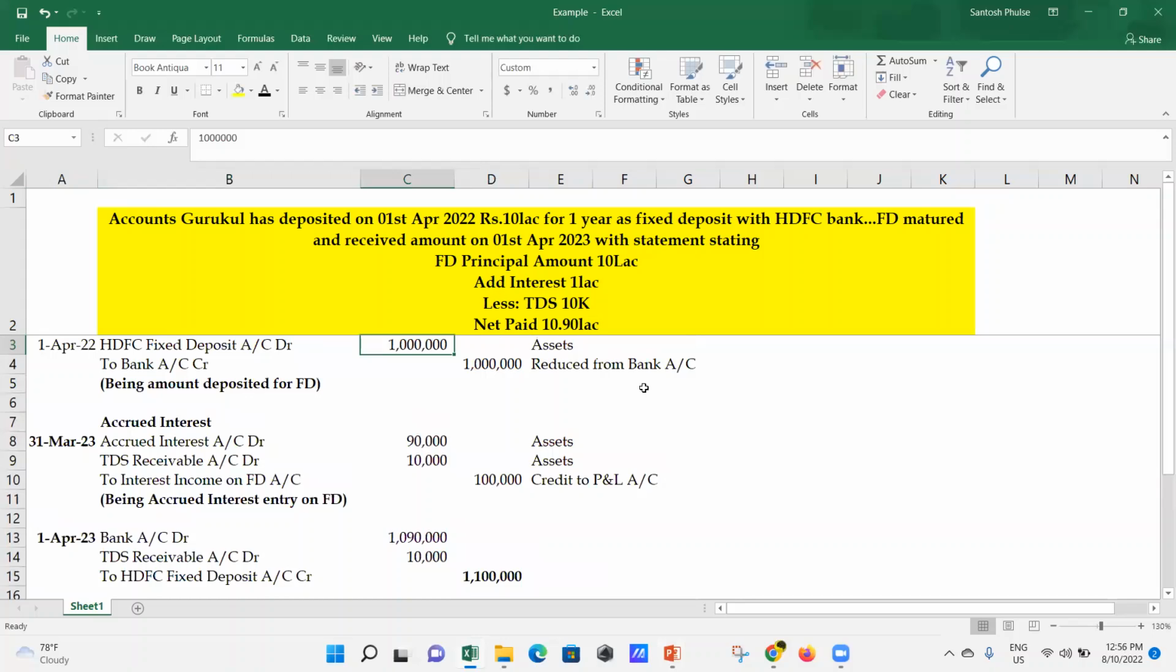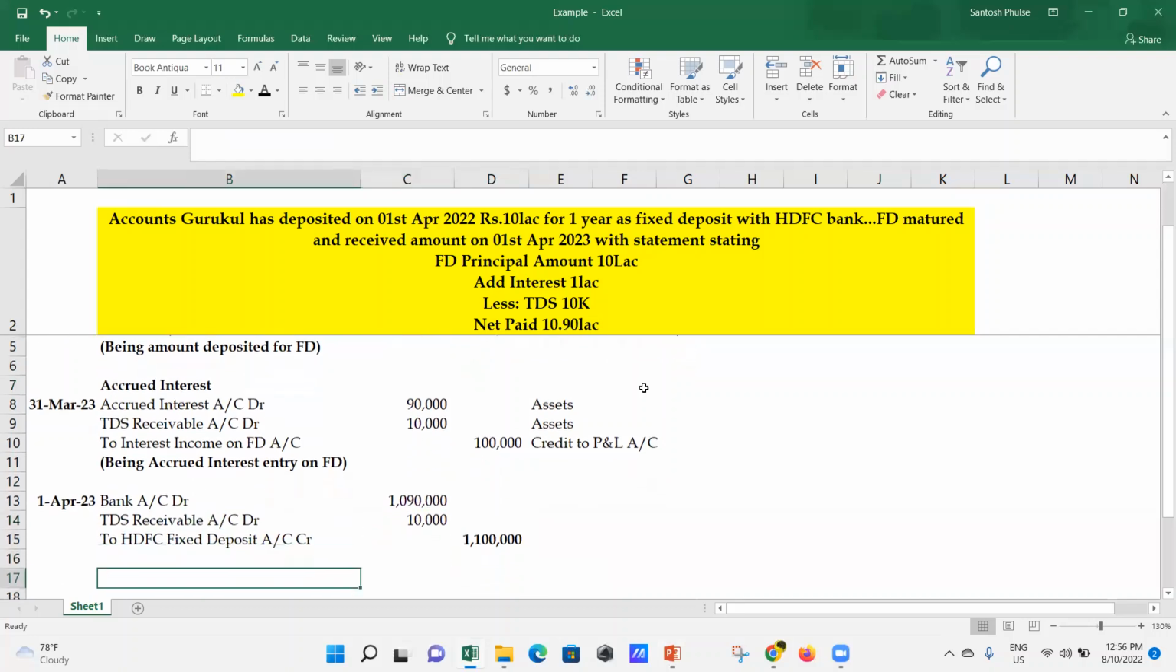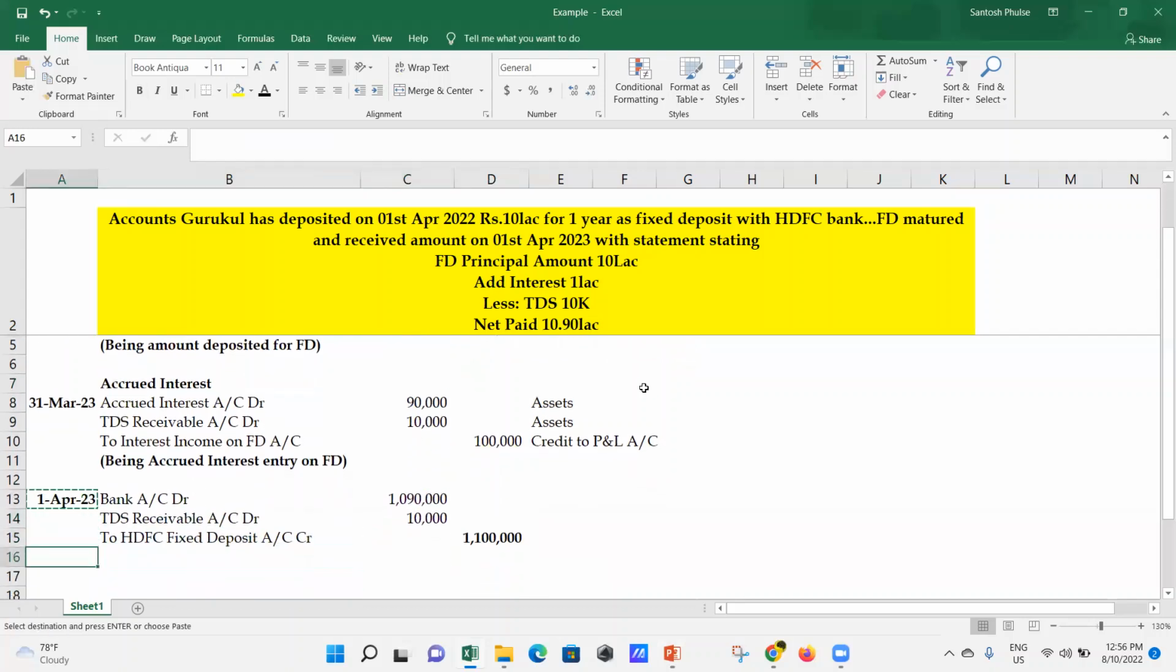And if you see here, related to accrued interest, first we have debited 90,000. Then the TDS receivable account is 10,000 and interest on income is 1 lakh. Here again, we are debiting the TDS receivable account as 10,000. So now the one more entry we have to pass as on 1st April is that. So this SDFC account is credited with 11 lakh.